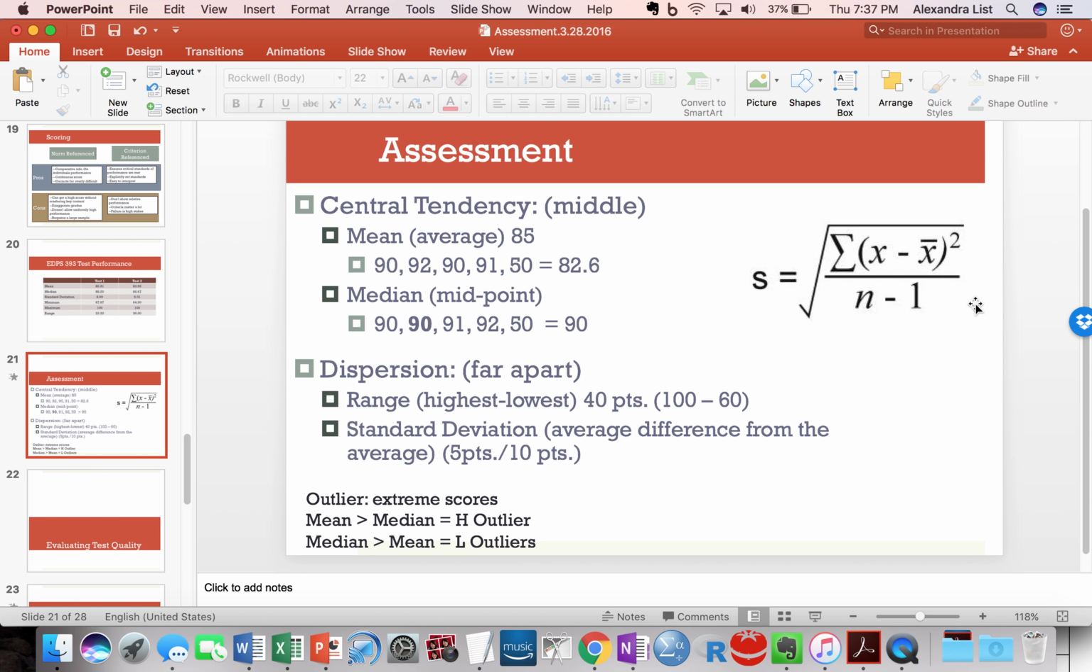And you can ignore the -1. It's kind of a formulaic thing in there. But that's how we get the standard deviation as the average difference of students' scores from the mean.